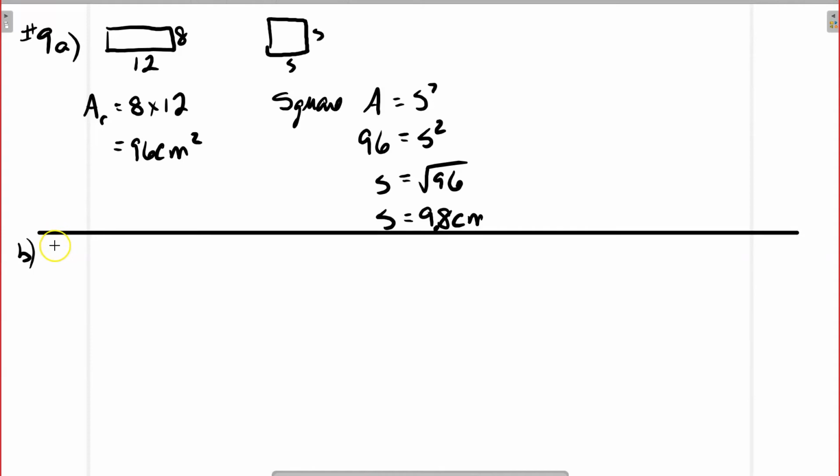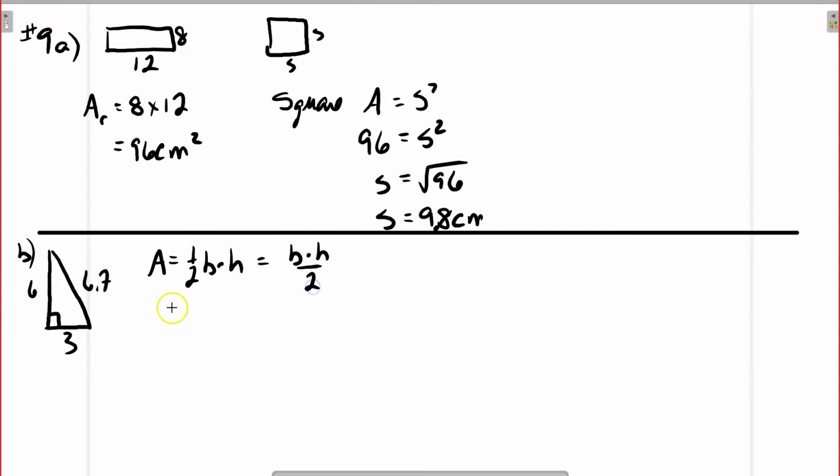Part B says we've got a right triangle. So that's telling us we've got a right angle triangle, and they tell us all 3 sides. So it's 6.7 centimeters, 6 centimeters, and 3 centimeters. Clearly this is not exactly drawn to scale. Area of a triangle, half the base times the height, or base times height divided by 2, whichever you prefer. Half the base is 3 times the height is 6. So we've got a height of 6 and a base of 3. Multiply that out, and we end up with 9 centimeters squared.